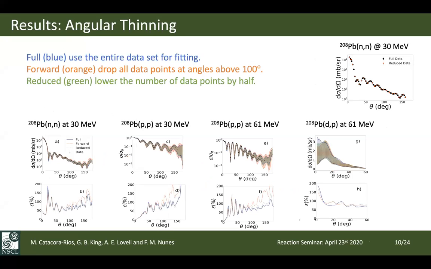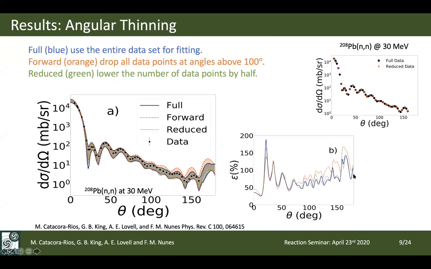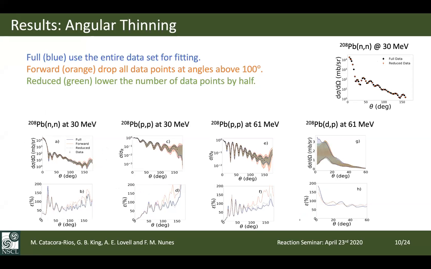So here are the rest of our results for the lead and their propagation to the transfer. We have here the incoming 208 lead neutron at 30 MeV, the incoming 208 lead proton elastic scattering at 30 MeV, and the outgoing proton channel. And here's the transfer. We see that the trends are basically the same. The full and reduced data sets are almost identical. So we see no penalty for reducing the number of data points. And the forward always gives more uncertainty at the backward angles. However, in the transfer, keeping only the forward angles seems to do a little better in the first 10 degrees. And so we see here the orange.